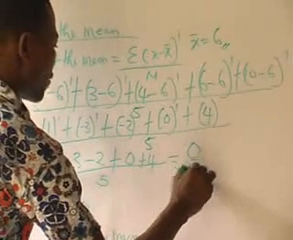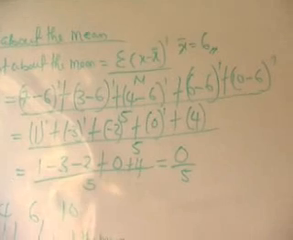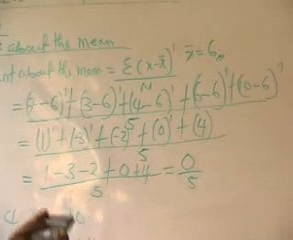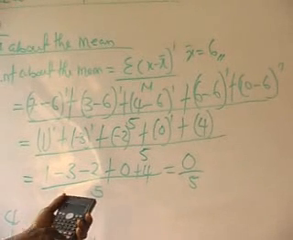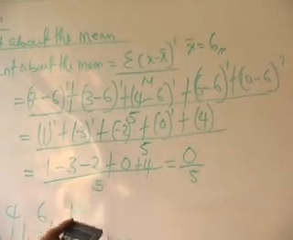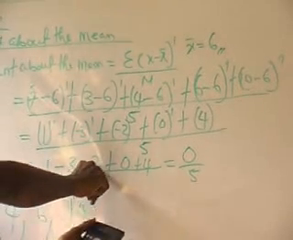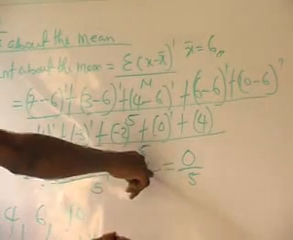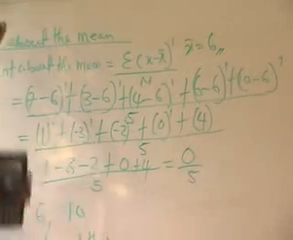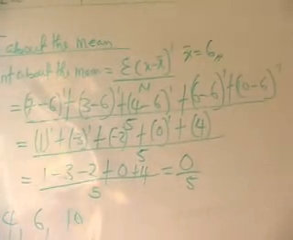0 over 5. I want you to use your calculator. Don't use your head, just press your calculator. 1 minus 3 minus 2 plus 0 plus 4. The answer will be 0. So don't use your head, just pick up the calculator and get it.